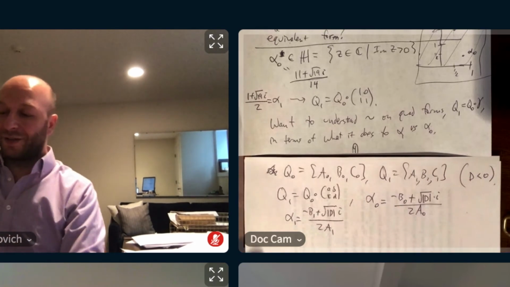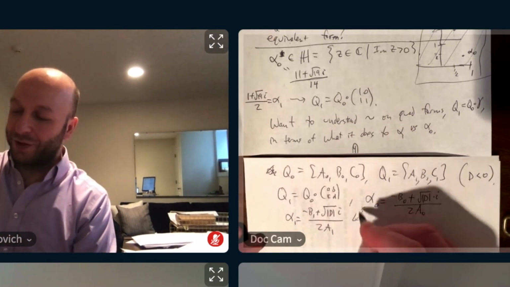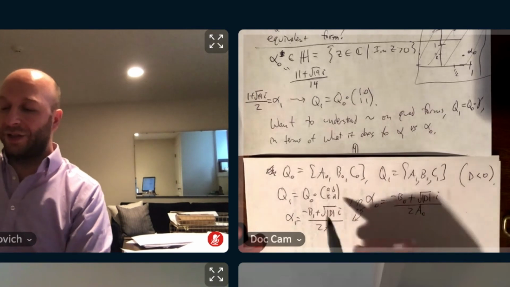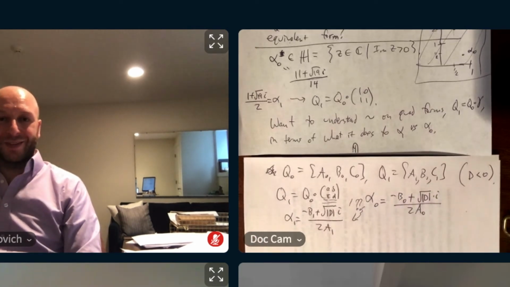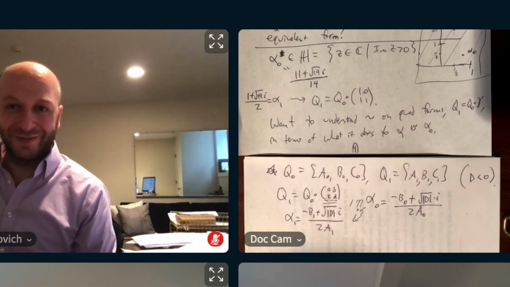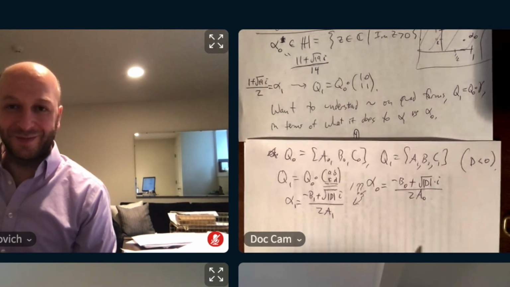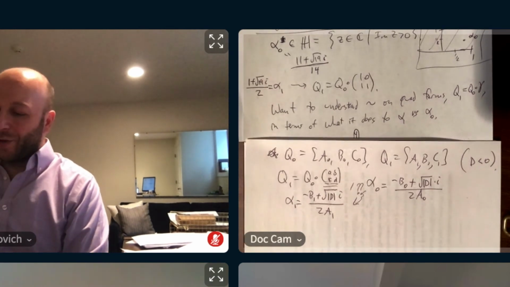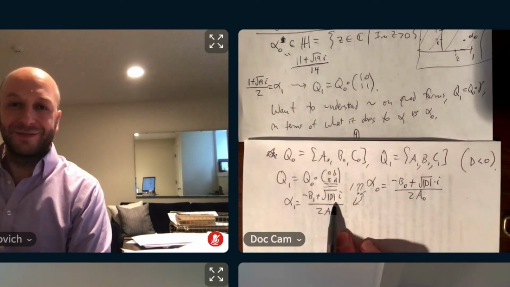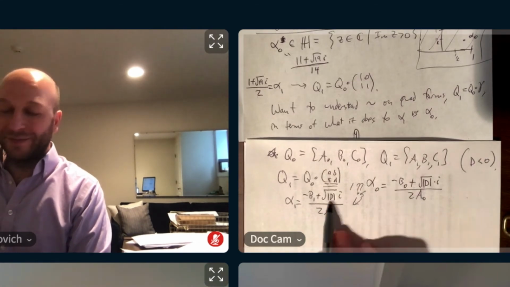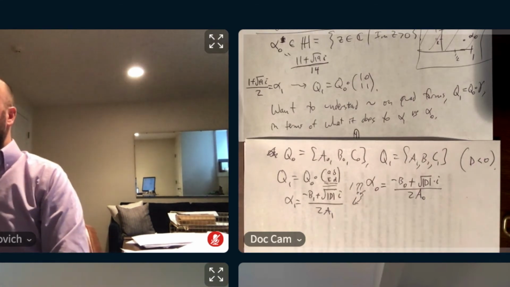And the question is, what do the two have to do with each other in terms of this gamma? Is the question clear? Yes, no, maybe? Yes. This should be D0 and this should be D1. They're the same. The discriminants are the same because of the theorem that we proved.